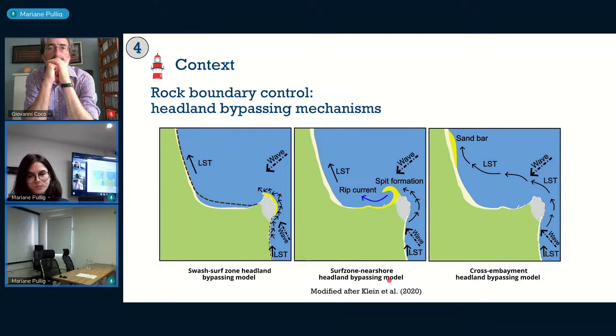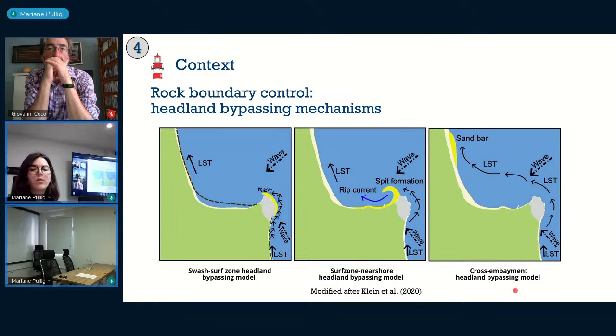We have this alternative model in which the sediment is pushed seaward of the surf zone, but still within the closure depth, in which we have the formation of recurrent rips, and a recurrent that contributes to the transport of the longshore current. This will trespass the headland.